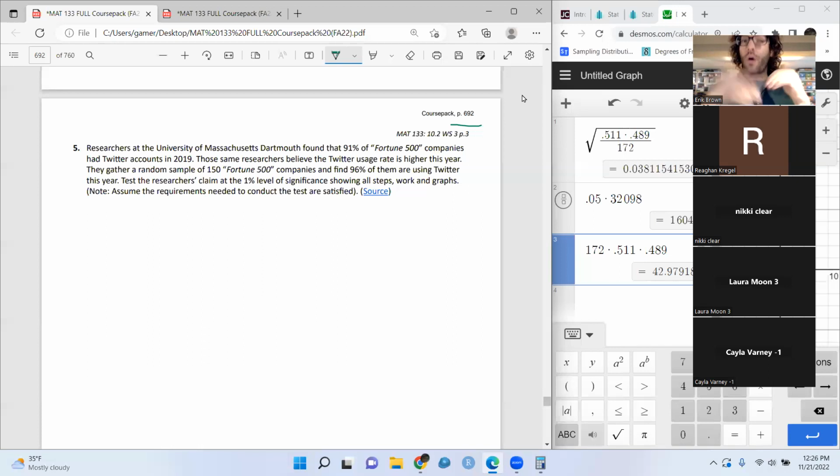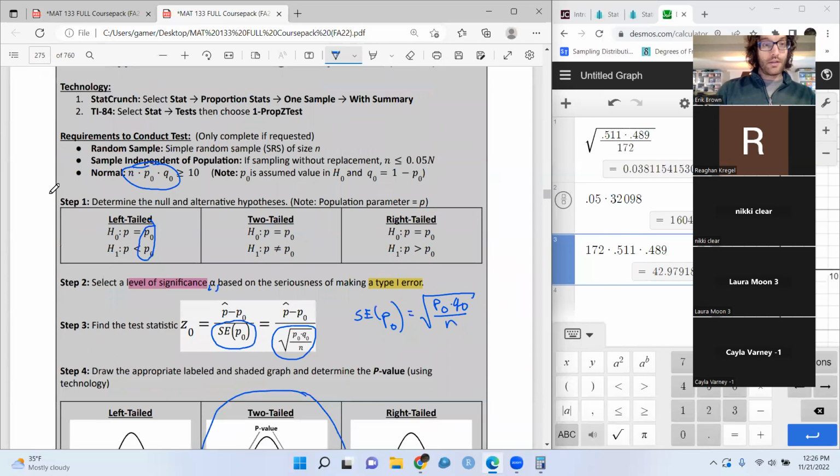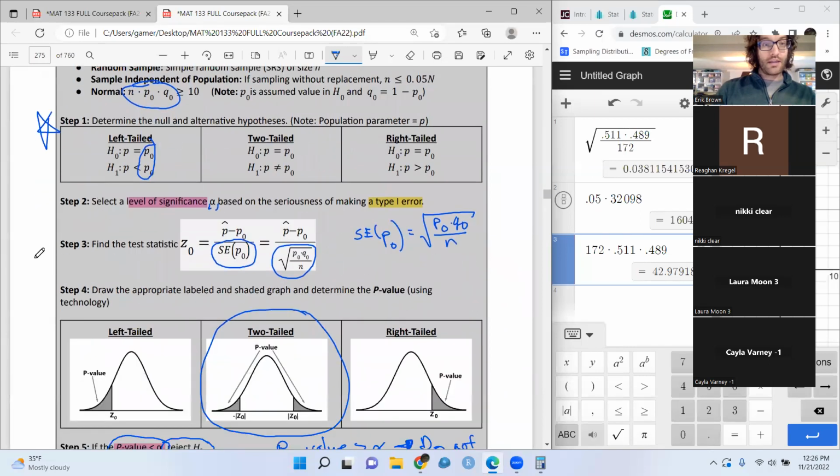The structure of all of them is exactly the same. There are six steps you go through: you state the null and alternative and all the rest. What's different is how we state the null and alternative, and then step 3. So this step is different for each one, and this step is different for each one. Everything else is exactly the same.